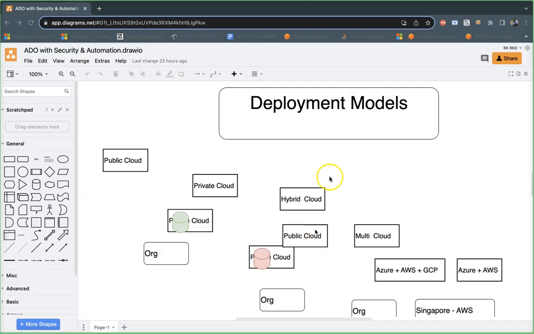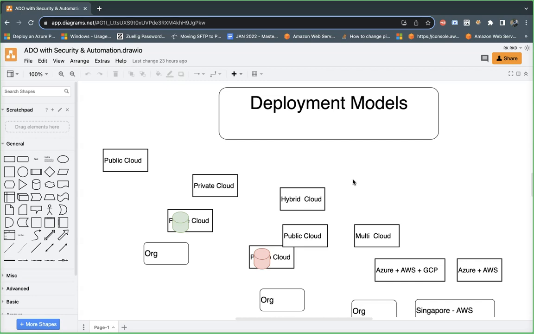Welcome back, team. In this particular session, we'll discuss more on the deployment models. Yesterday, in the previous class, we understood the differences between the on-premises and the cloud environment.